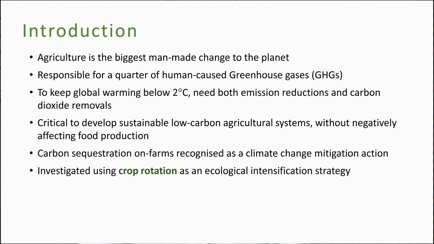And then another important point is that when we look at ways to mitigate climate change, sequestering carbon on farms is seen as an important mitigation strategy. So it's not just decreasing our emissions, but also how we can sequester carbon into the soils and onto our farms. So basically, to look at all these things, I looked at crop rotation systems and how the choice of which crops you plant can create an impact.